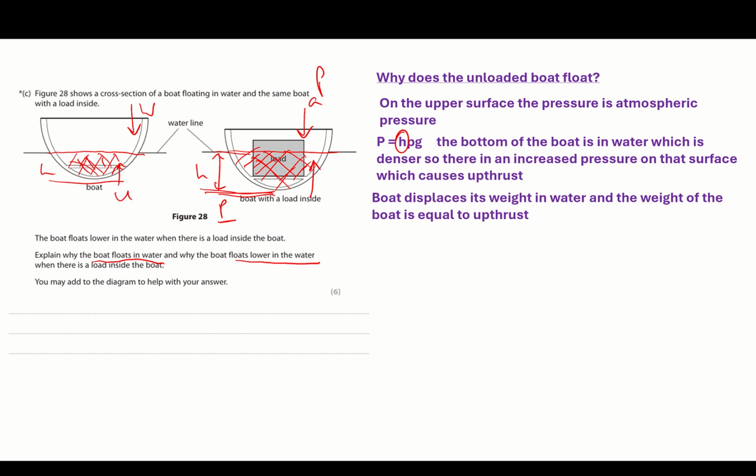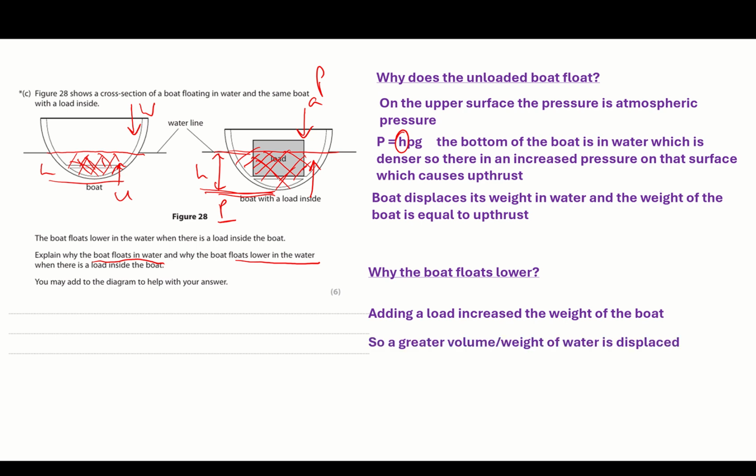Okay, so now we've just got to talk about why the boat floats lower with a load. Adding a load increases the weight of the boat. So there's a greater volume or weight of water displaced. And that's a good word to get in there. So we displace more water, which we can see in the diagram up here. This means the boat sits lower in the water.